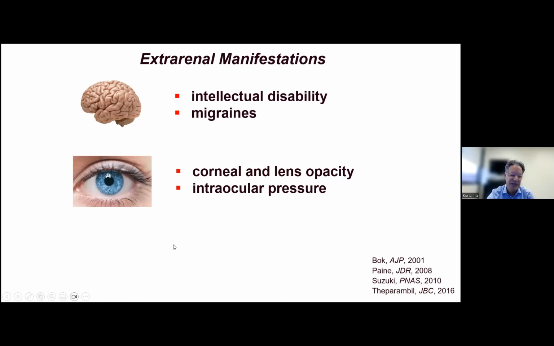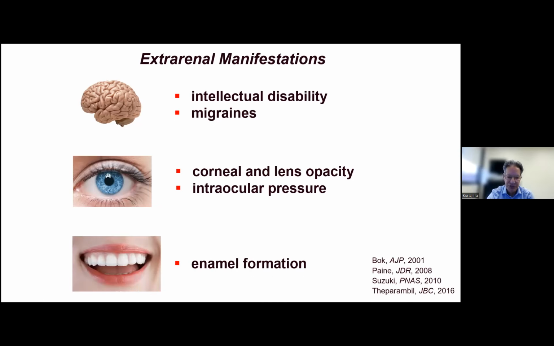And each of these has a whole story in and of itself that there's just not enough time to get into today. But the whole point is that this transporter has different functions throughout the body, and that's why the patients have an extrarenal phenotype that you need to memorize in order to recognize immediately whether this is the transport protein that's mutated or involved in your patient.